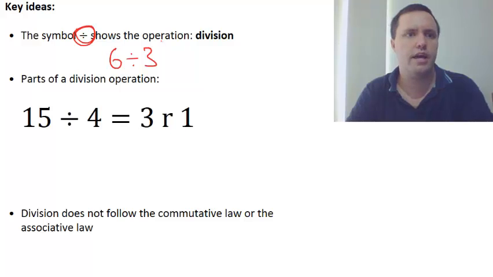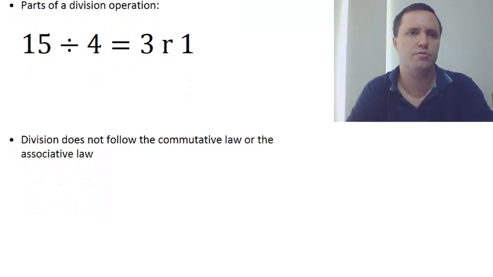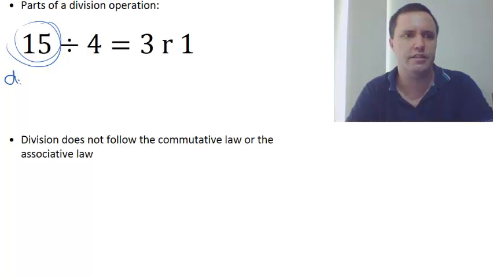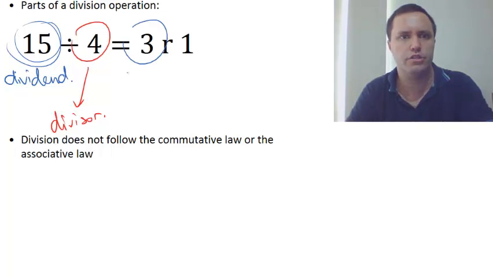Alright, let's look at our parts of our division operation, okay, because your textbook refers to some of these. You don't have to remember these names, but maybe be reasonably familiar with it, okay. So this part here is called the dividend, okay. This bit here is called the divisor, okay, it's what does the dividing. This one here is our quotient.